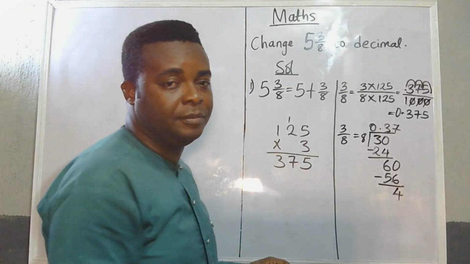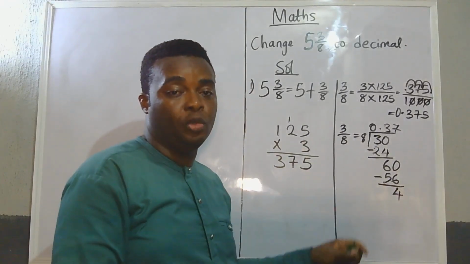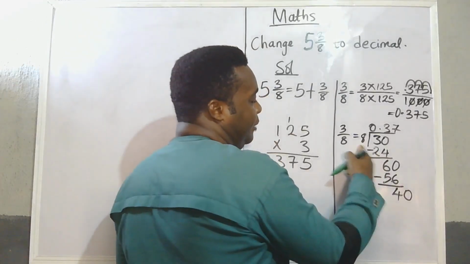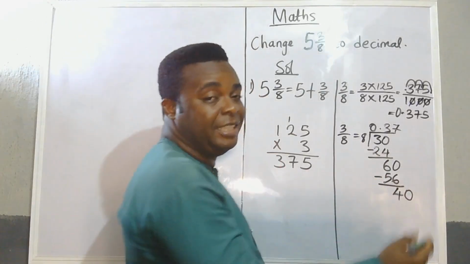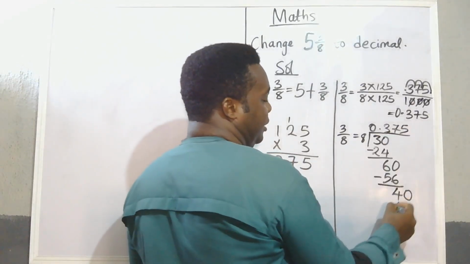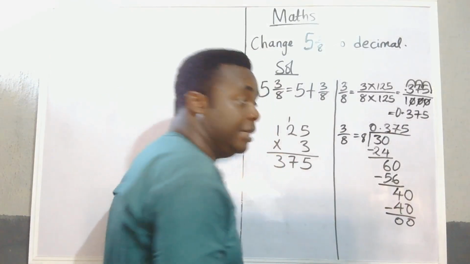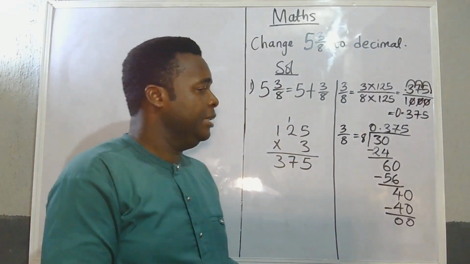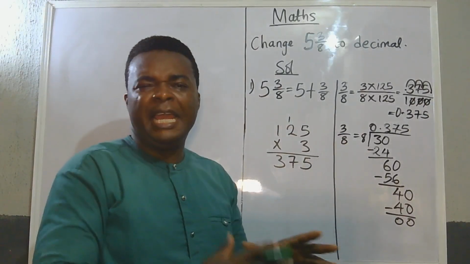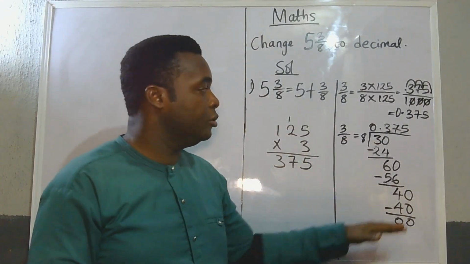Do you get it? Now 8 cannot go in 4 because 8 is bigger than 4. So what do we do again? We add 0. Now 40 divided by 8, or 8 in 40, gives us 5. 5 times 8 is 40. When you minus, you are having 0. Now this method works for any fraction. Any fraction, this method works.